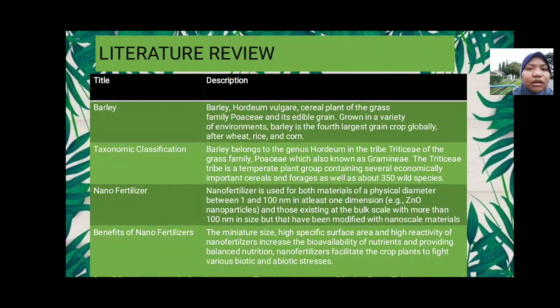And then for nanofertilizer, it covers materials with a physical diameter between 1 and 100 nanometers in at least one dimension, and those existing at the bulk scale with more than 100 nanometers in size but that have been modified with nanoscale material.